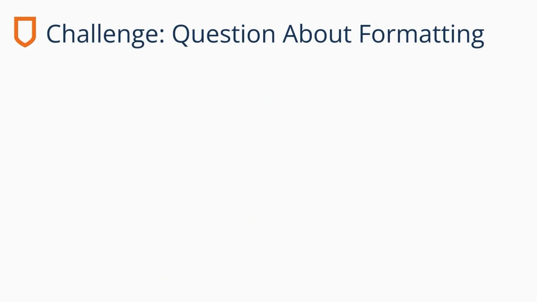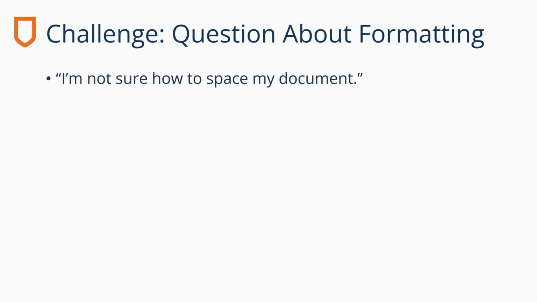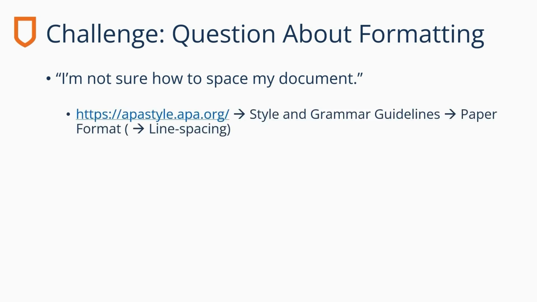Let's say you have a question about formatting. How would you find the answer? I'll show you one way. Go to APA's website, which is extremely detailed and helpful. If you have a question, you'll likely find the answer under Style and Grammar Guidelines. Now this is a formatting question. I'm not sure how to space my document. So look under Paper Format, and then under Line Spacing. Line spacing is one of the pages available under Paper Format. Other sections you may use frequently include in-text citations and references for examples, and tables and figures for formatting reminders.